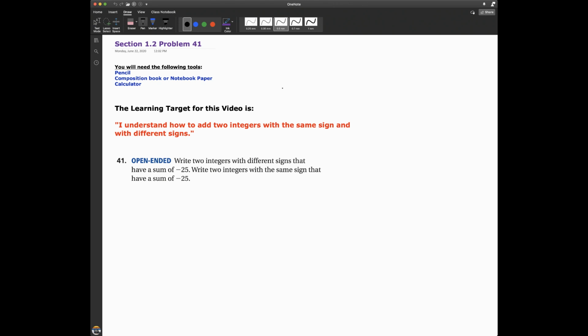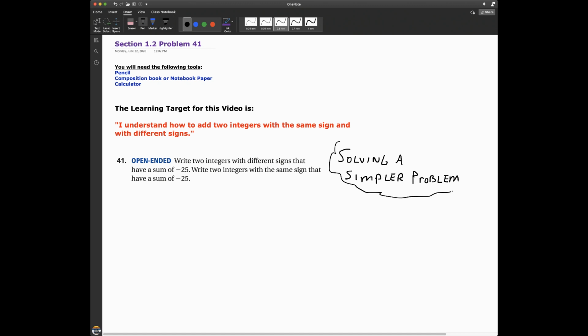For me, sometimes I like to think of a strategy that's helpful, and it is called solving a simpler problem. If I can solve a simpler problem, then I can take the process that I use to solve the simpler problem and apply it to the problem that's a little more challenging. So this is the problem solving strategy that I'm going to use here.